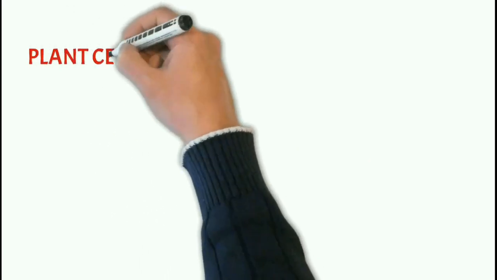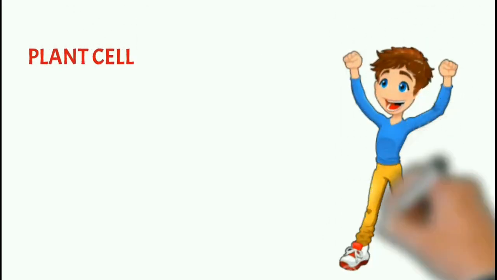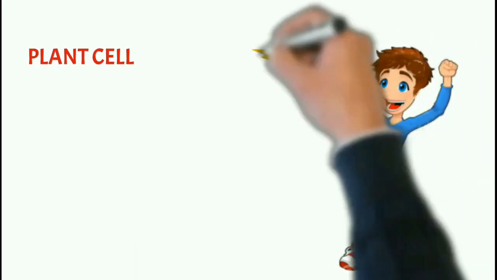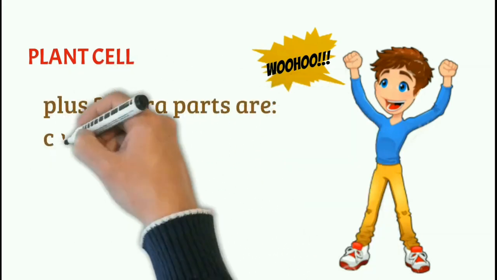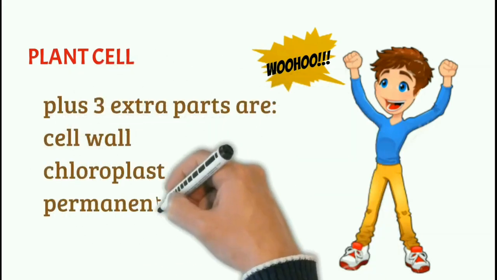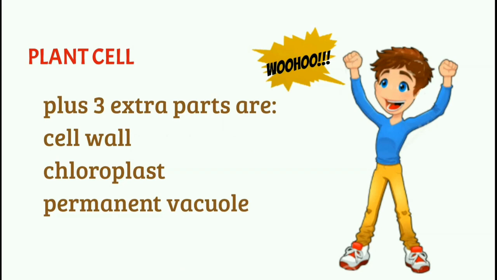Now let's learn about the plant cell. The plant cell contains all the parts of the animal cell, so we don't have to memorize that. But we do need to learn 3 extra parts: the cell wall, chloroplast, and the permanent vacuole.